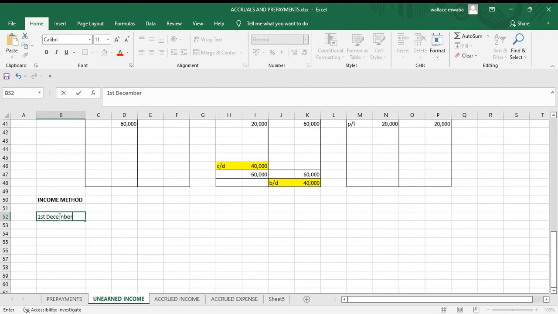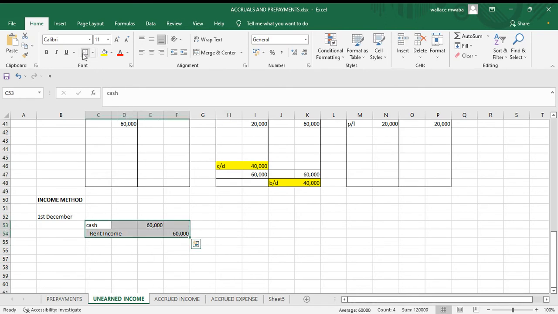I'm going to debit cash 60,000. Cash is an asset. An increase in asset is debited. Then we'll credit rent income. Income is a revenue, and an increase in revenue is credited. Right? That's for the 1st of December.